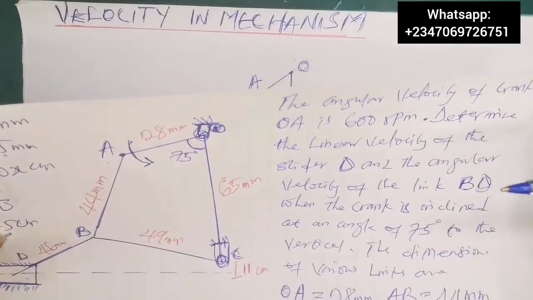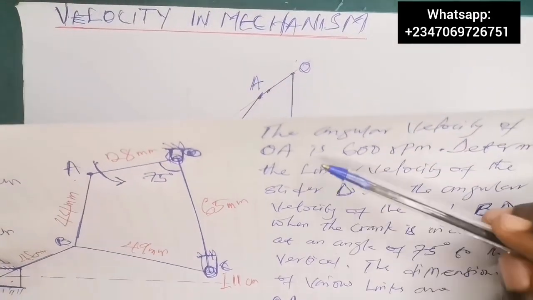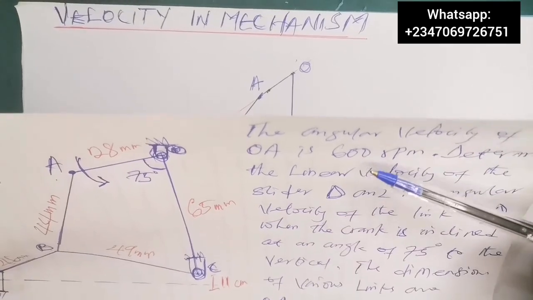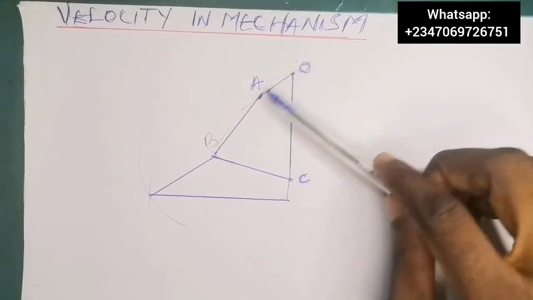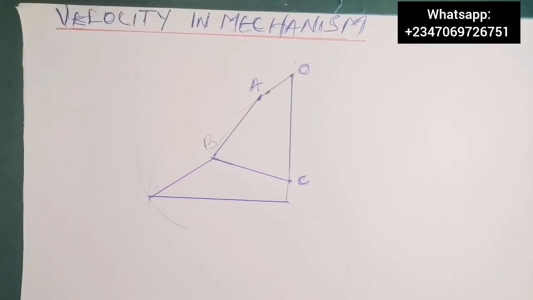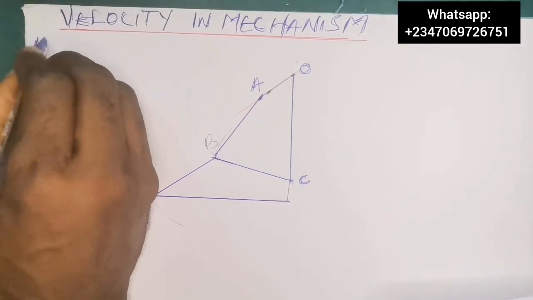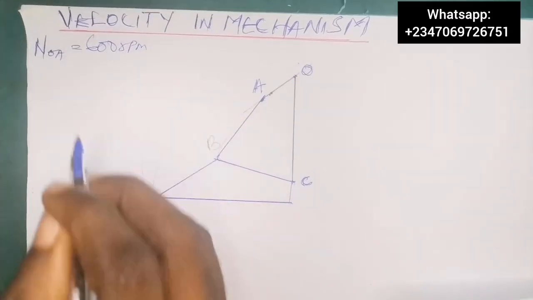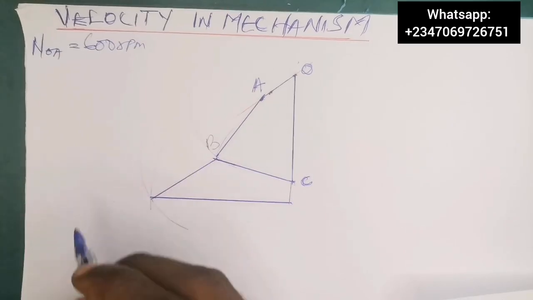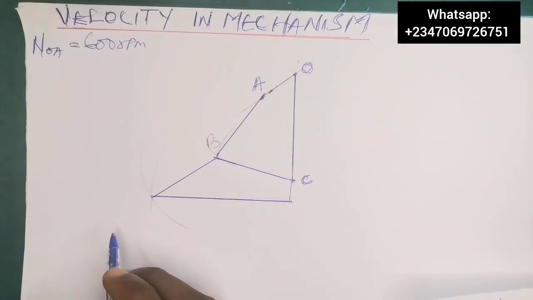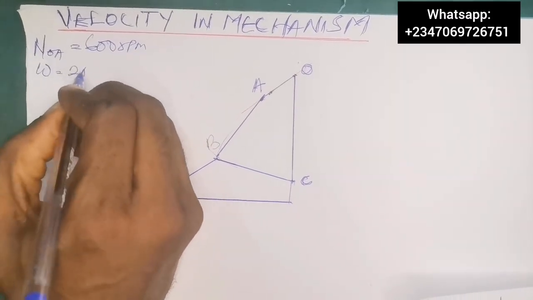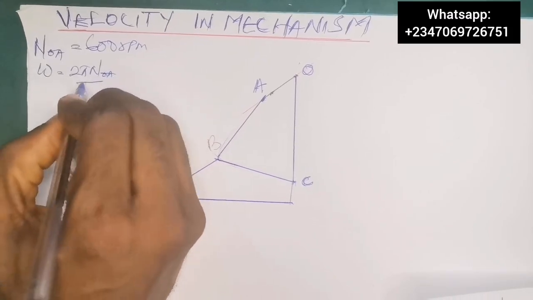In the question, we were told that the angular velocity of OA is 600 rpm. So this OA has an angular speed of 600 rpm, that means that N_OA is equal to 600 rpm. We need to now find the velocity of the known point. But before doing that, we have to find the angular velocity omega. Omega itself is 2 pi N_OA all over 60.